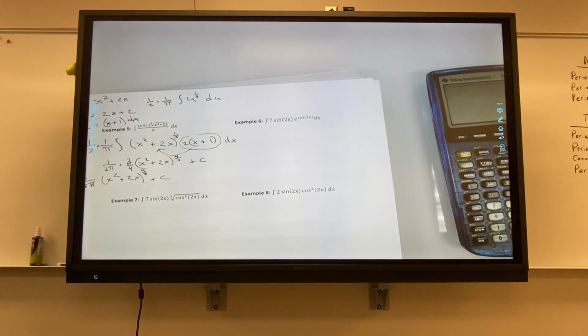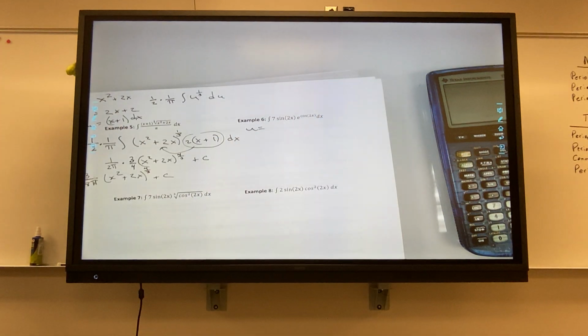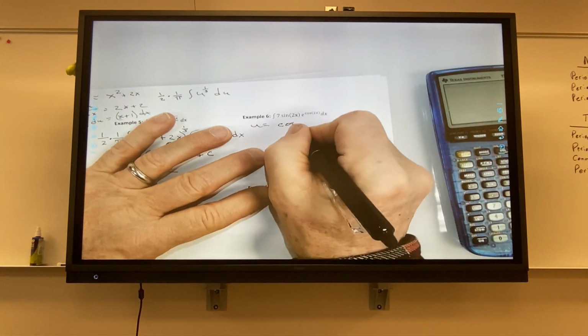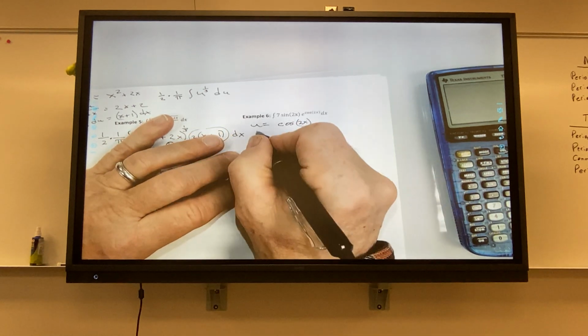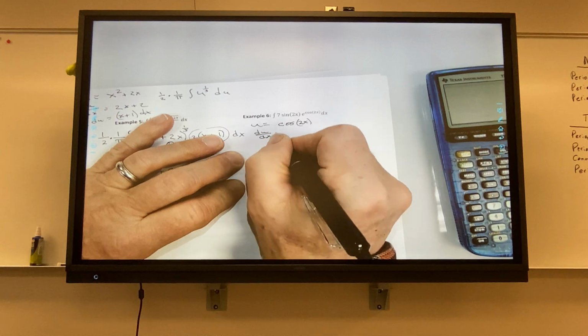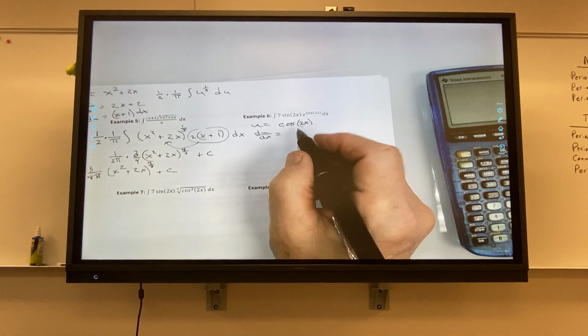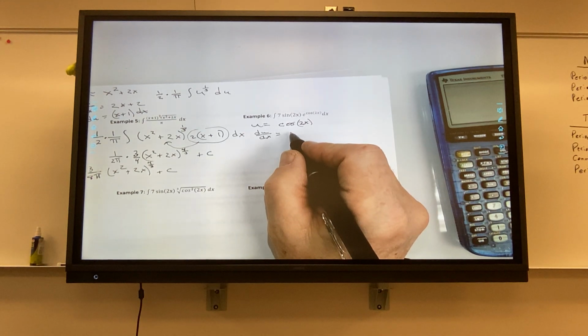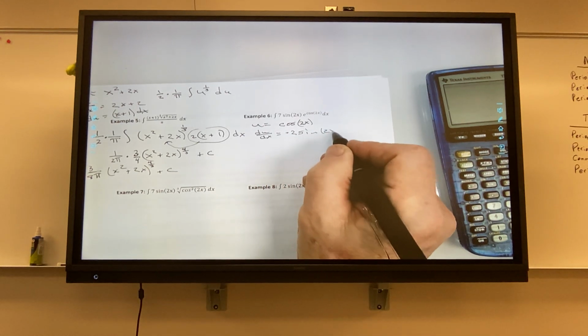All right, what about this one? Let's do u substitution. What would you let u be? Cosine of 2x. Yeah, exactly. So du dx is equal to what, Walker? Is it 2? Is it -2 sine of 2x? Yep, perfect.